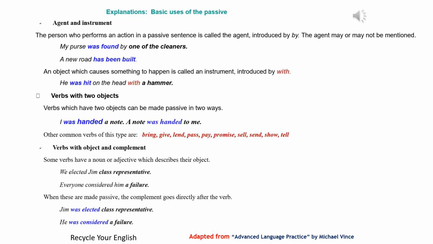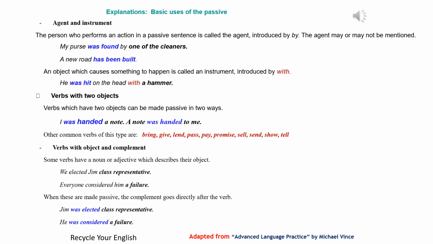Verbs with two objects. Verbs which have two objects can be made passive in two ways. I was handed a note. A note was handed to me. Other common verbs of this type are bring, give, lend, pass, pay, promise, sell, send, show, tell.